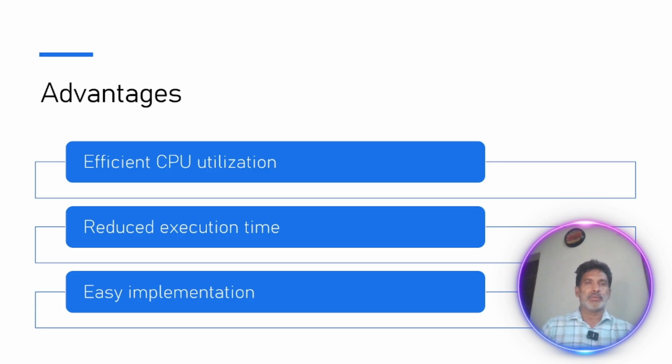Next one is reduced execution time. That is, by dividing a large task into smaller parts and executing them simultaneously, the overall processing time is significantly reduced. So this is especially beneficial for compute intensive applications.